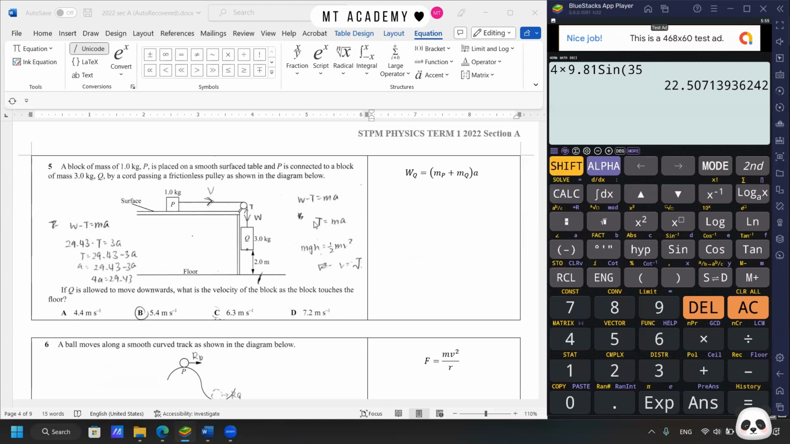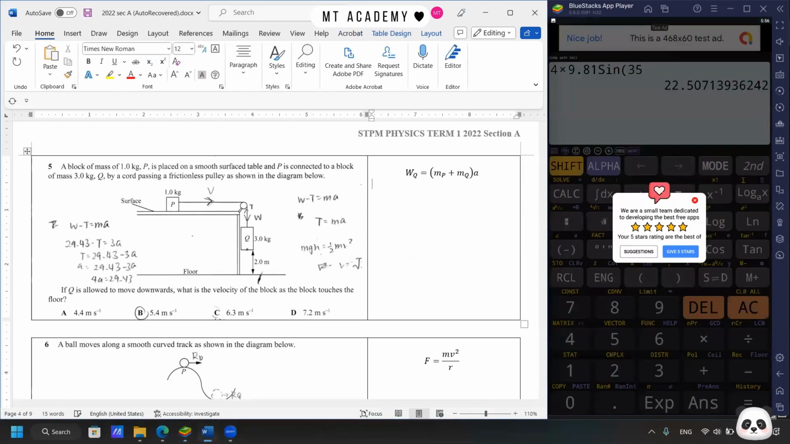First of all, at object P, we know T equals ma. That is the equation for object P. For Q, we can see there's a tension, and there's also the weight of Q. We have the weight of Q minus the tension equal to ma. Then we can combine these two expressions, and we get WQ, the weight of Q, equal to the total mass multiplied by the acceleration. From this equation, we can get the acceleration, and then we can apply the linear motion equation to obtain the velocity of the block. So let's try to do it.